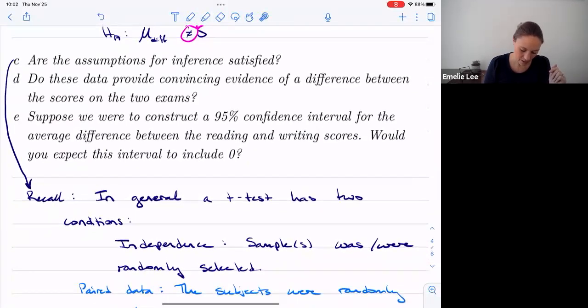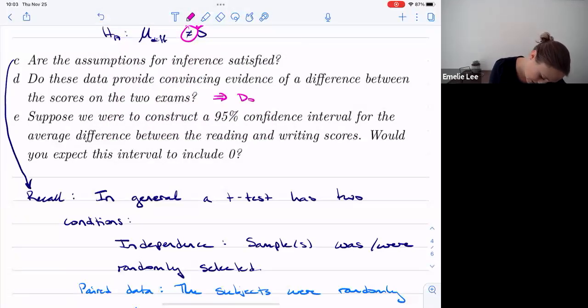Okay, so here we already set up, so do these data provide convincing evidence of a difference between the scores on the two exams? If we have the mean and the standard deviation of the differences, we can do the t-test and we can find the p-value. And so this would be a full-blown hypothesis test. So do the hypothesis test.